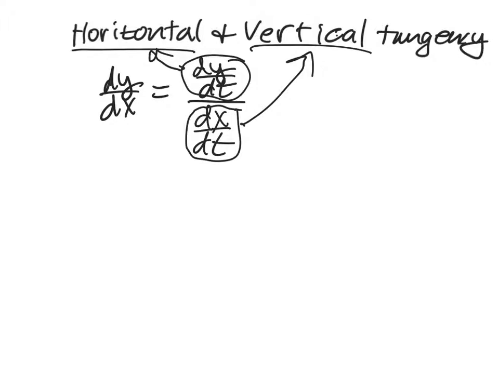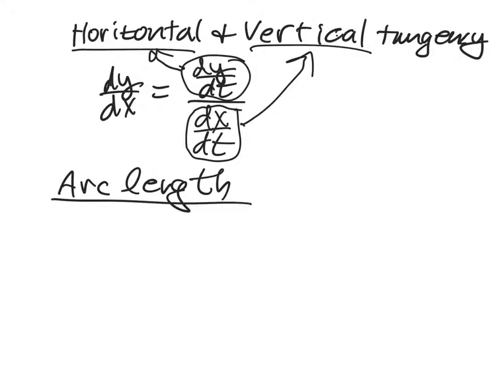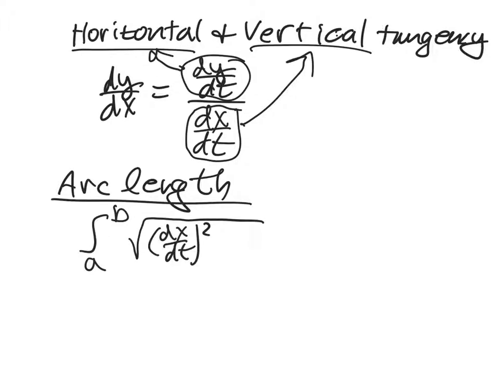So, questions there? Another thing we looked at with parametric equations, find the arc length from one point to another. And what's the formula for that? Integrate from t equals a to t equals b, square root of dx by dt squared plus dy by dt squared.